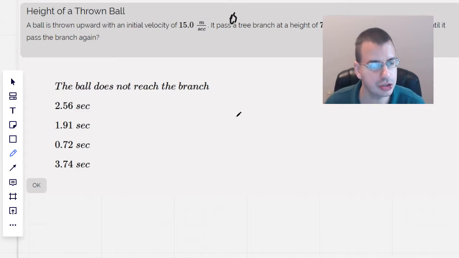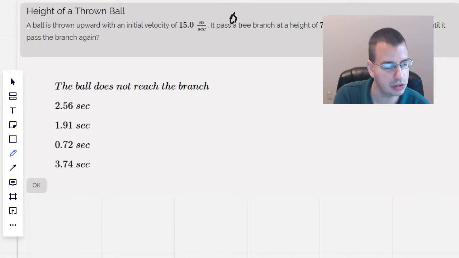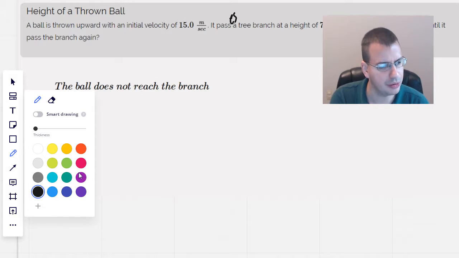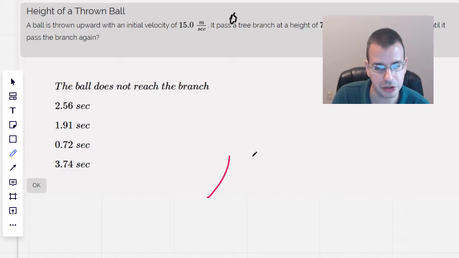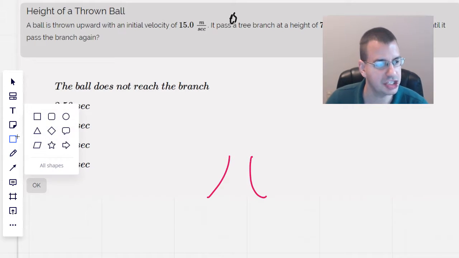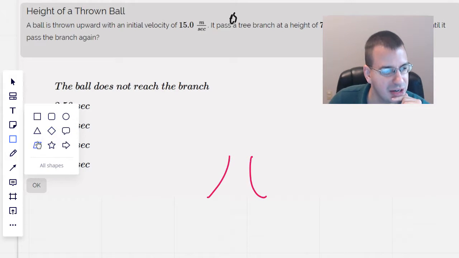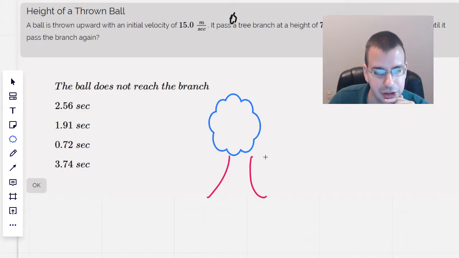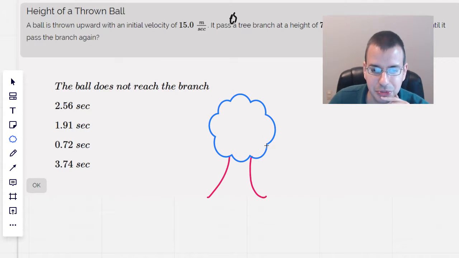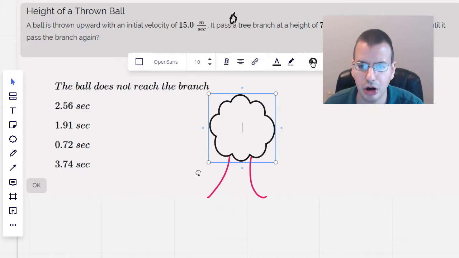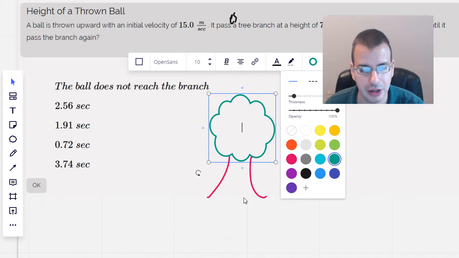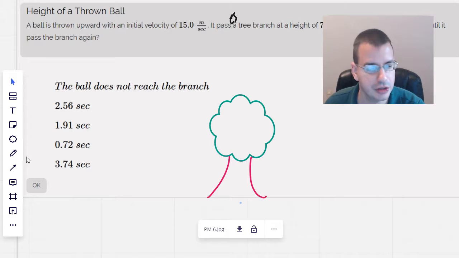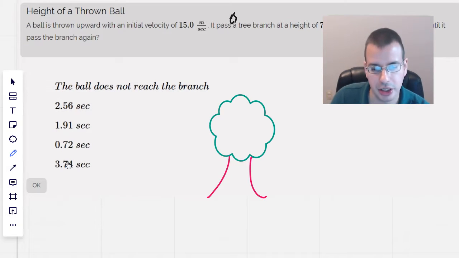Okay, so start by drawing a picture. Do I have a brown? I don't have brown. Interesting. I'll use red. So we have a tree. I think I got a shape for a treetop. Do I have a shape for a treetop? I might. Ooh, this one looks good. There we go. Hey, that looks actually pretty reasonable. Almost respectable. Okay, green. There we go. So we have a tree, and there is a branch on the tree.